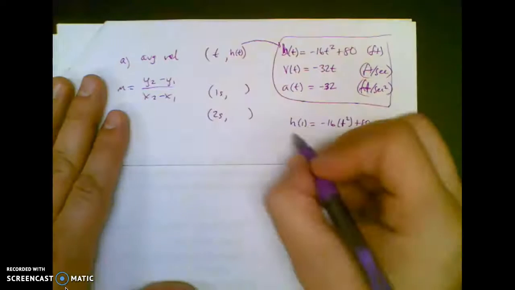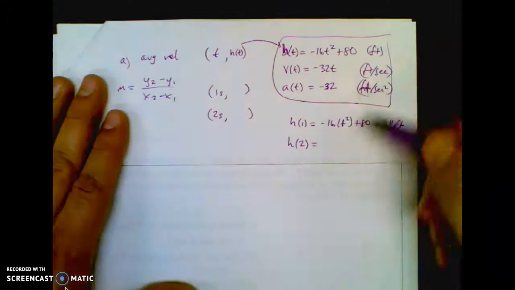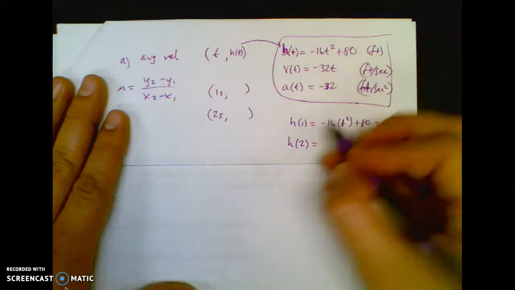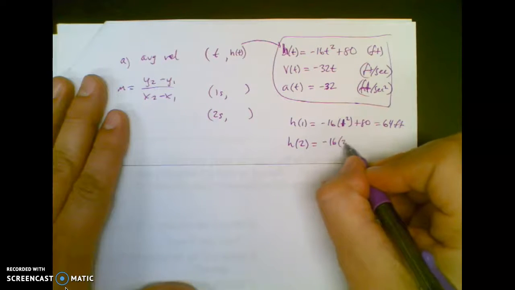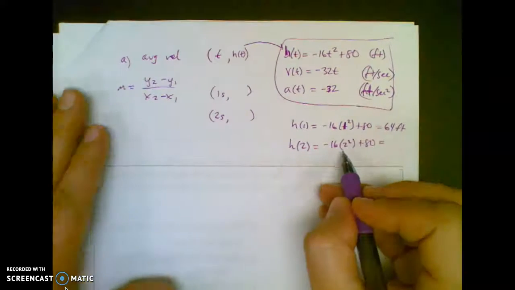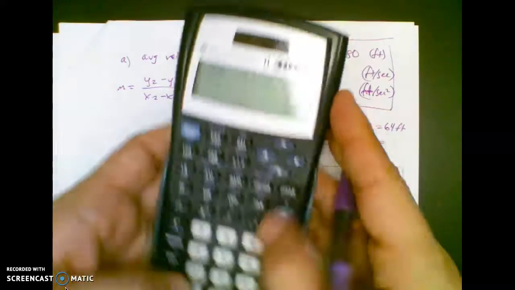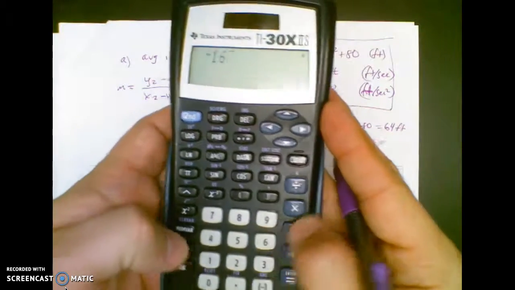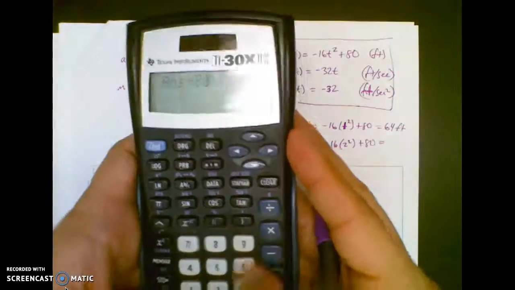Okay. And then I'm going to do it again for 2 seconds in. At 2 seconds in, I can tell how high the cat is above the ground by plugging this in: negative 16 times 2 squared plus 80. So let's see what that is. Negative 16, I could probably do this faster, but let's just do it. Times 4 plus 80, it's going to be 16.